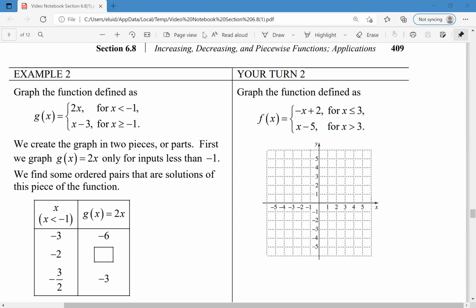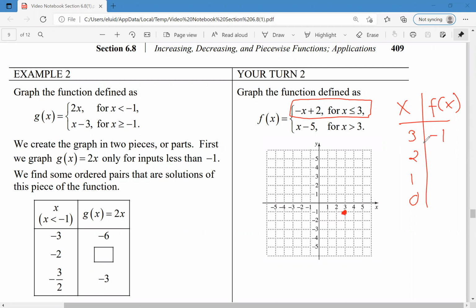Okay, so let's start with the first piece, x is less than or equal to 3. If I were to make a table here, I could include 3, because 3 is equal to itself. Then I would also include numbers that are less than 3, like 2, 1, 0. So let's start by plugging in 3. -3 plus 2 would be -1. So I could plot 3, -1.